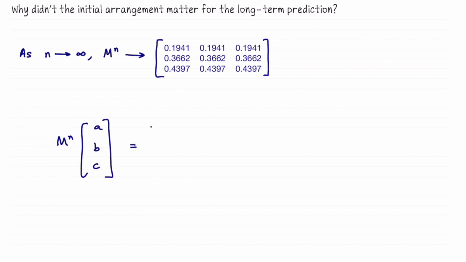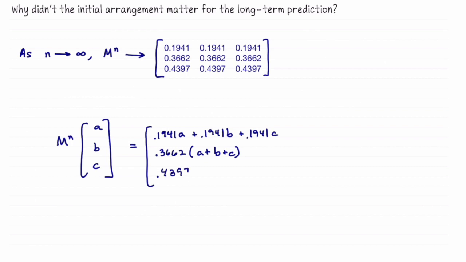If I do this product now, using that expression for m to the n at the top, it's going to be 0.1941 times A plus 0.1941 times B plus 0.1941 times C. And then same story in the second row. Let me just go ahead and factor out the 0.3662 that we're going to see everywhere and write that as that number times A plus B plus C. And then this number, 0.4397, would also be multiplied to each of A, B, and C, and then they would be added together.